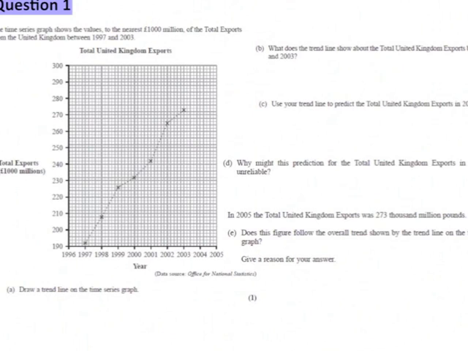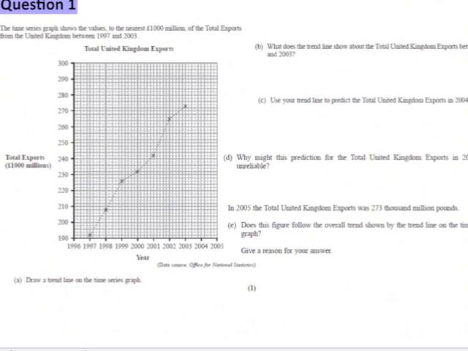So here you need to take your ruler. You need to make sure that your line goes through as many of the points or as close as possible to the points shown here on your graph. Using a clear ruler here will ensure that you get your position of the graph correct.